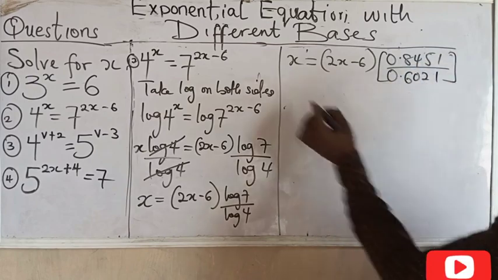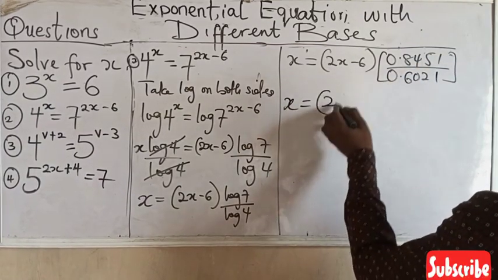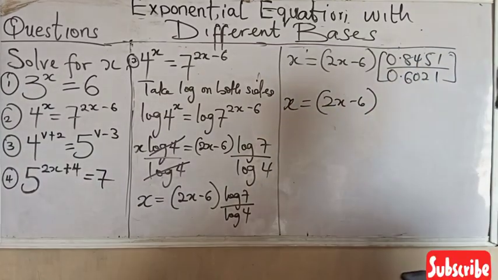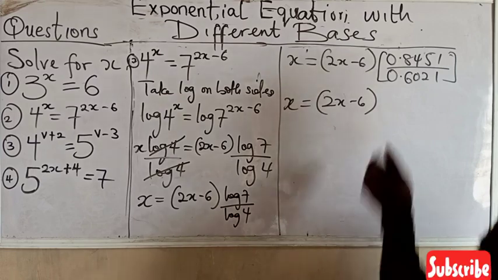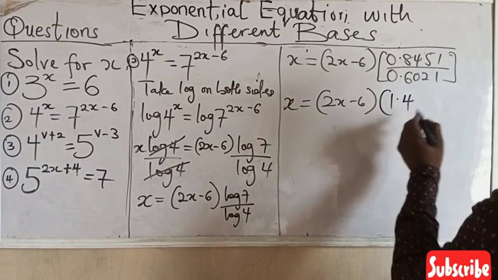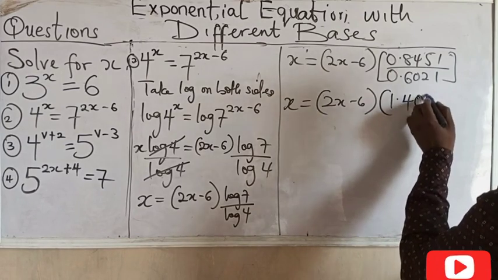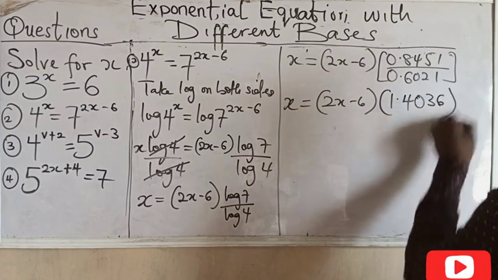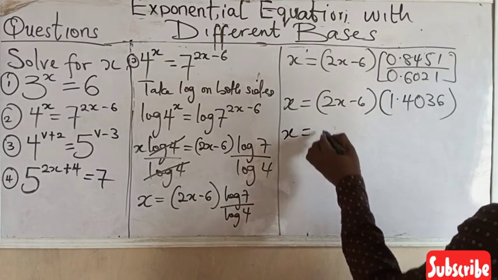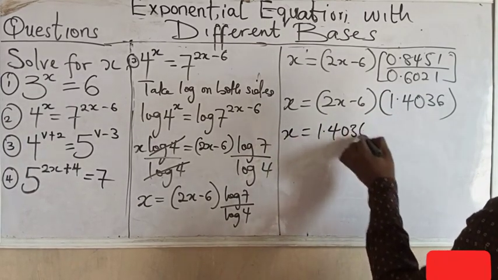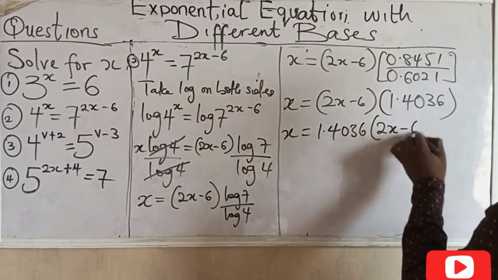Then say 2x minus 6. Then I divide 0.8451 divided by 0.6021. I have 1.4036. Then I'll use this to multiply what I have here. So I can say this x equals 1.4036 all into bracket 2x minus 6.